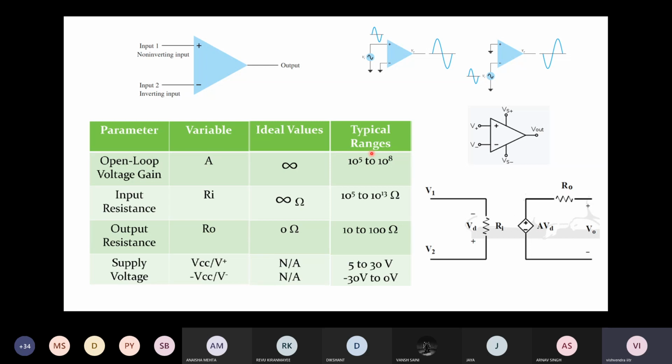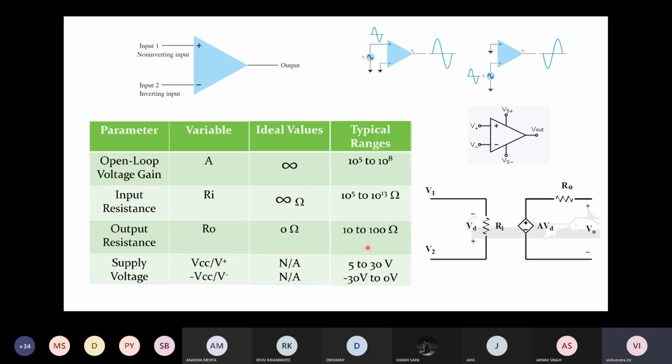But these are the typical ranges in circuits that we have. The voltage gain is maybe 100,000, or it can be around 1,000,000 or so. Input resistance is in mega ohms or even larger than that. Output resistance should be 0 ideally, but it is a few ohms. And if you compare this with input resistance, it is as good as 0 actually. Supply voltages are either plus minus 12 volts or plus minus 5 volts, and in some cases also plus minus 30 volts.